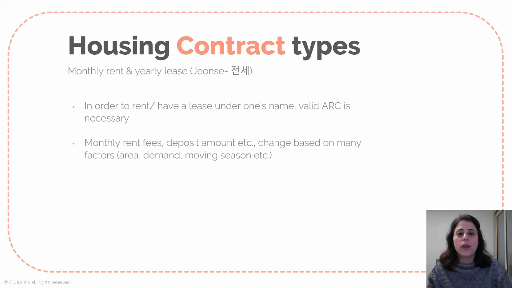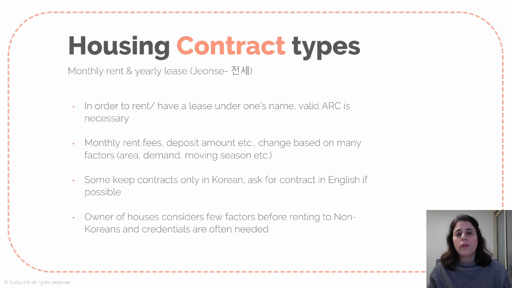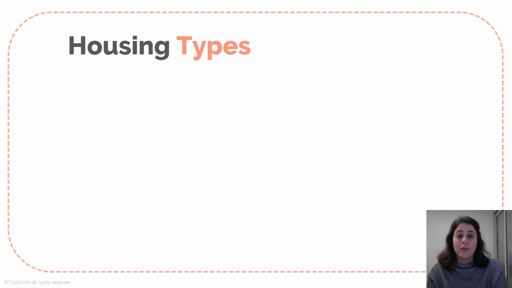Another thing that I wanted to share with you is the actual contract. A lot of the time the contract is still in Korean. And if you're not feeling comfortable handling this type of contract in Korean, please try to ask for an English one. And they will do their best to give you the English contract as well. And finally, I wanted to share with you that sometimes the owner of the house will consider before renting to non-Koreans. And sometimes they will ask you things such as where you're working, where you're studying, just to get more information about you. Now that we covered the basics, let's see some options that we have for housing.